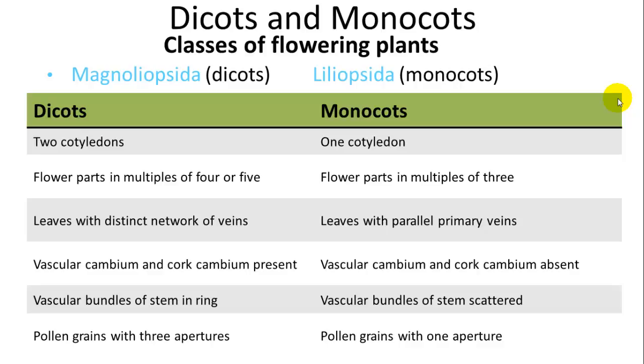Monocots have parallel veins. Dicots have a network of veins, usually branched. Dicots have a vascular cambium and cork cambium present, especially if they are perennials. That is not present in monocots. The vascular bundles in the stems of dicots are in a ring, whereas they are scattered in monocots. And then another difference is in pollen grains. The pollen grains have 3 apertures in dicots and 1 aperture in the monocots.